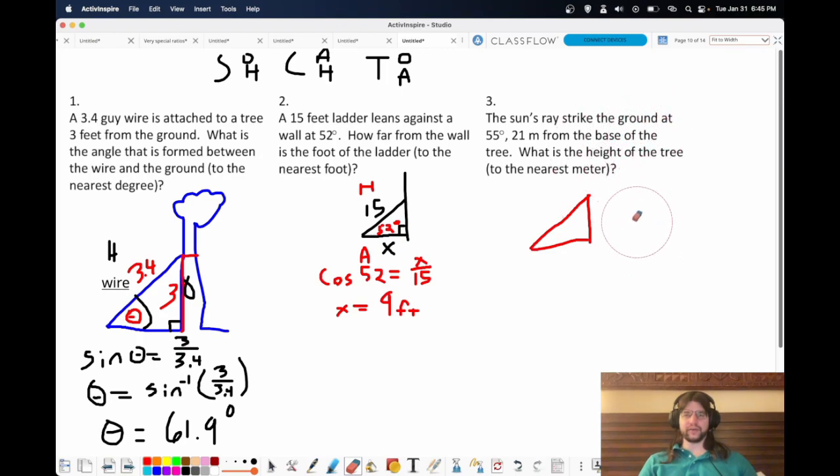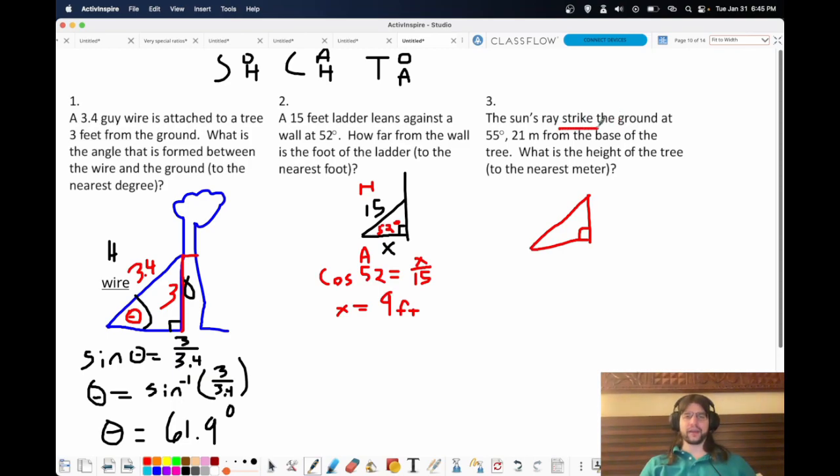We don't care about the ray. We don't care which way the sun's going either. It could go that way. We don't care. It doesn't matter. I typically draw mine facing this direction. I don't know why, I just do. But what we do care about is the angle the sun's ray strikes the ground. Strike. That means to hit it.